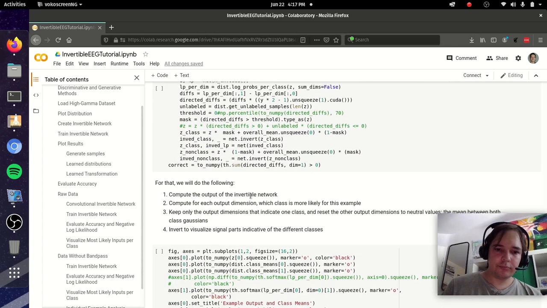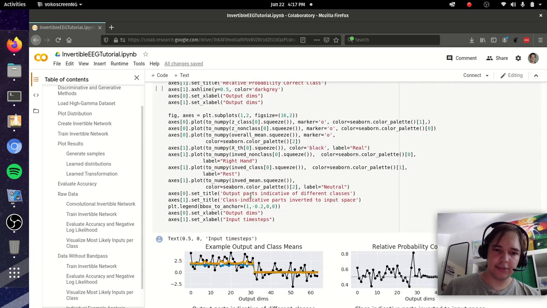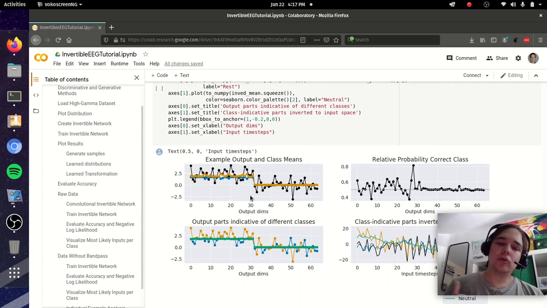And this is a bit more involved, so I'll try to go step by step through it. What our aim is here, for any given input, we will try to decompose it into parts that are indicating class A and parts that are indicating class B. So parts that are indicating the resting state class and parts that are indicating the right-hand class. And how we will do it here is we will first push the input signal through our invertible network to the output or latent space, and then we'll get this black output here, for example, for one specific input example.